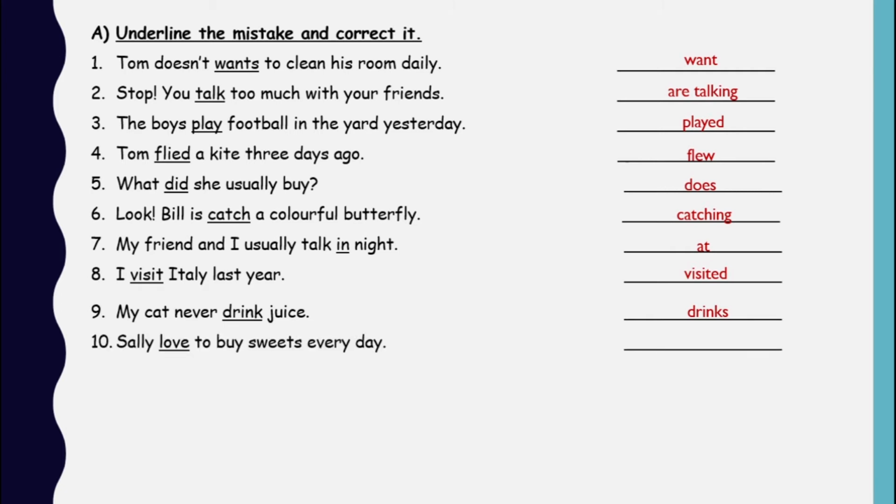Number 10, Sally loved to buy sweets every day. Keywords. Every, very good. Every belongs to the present simple tense. Again, the verb here is not written in the present simple. It has a missing ending. Okay, so it should be Sally loves. We're going to add s at the end of the verb.